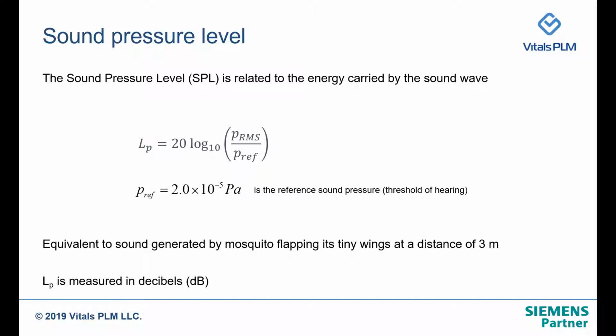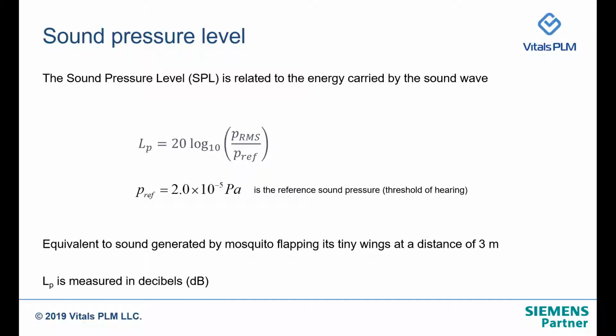Once we understand the RMS pressure, we can use it to define the sound pressure level. And the sound pressure level is related to the energy carried by the sound wave. Oftentimes it is denoted as Lp, and mathematically it is given as 20 times the log to the base 10 of the ratio between the RMS pressure and the reference pressure. And here the reference pressure is 2 times 10 to the power minus 5 Pascal, which is called the threshold of hearing.